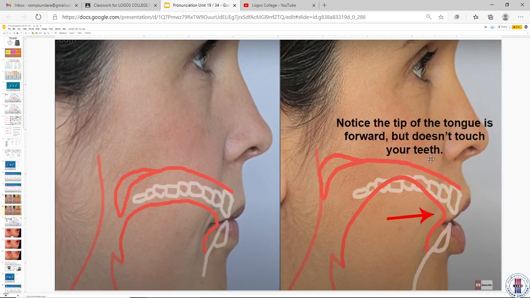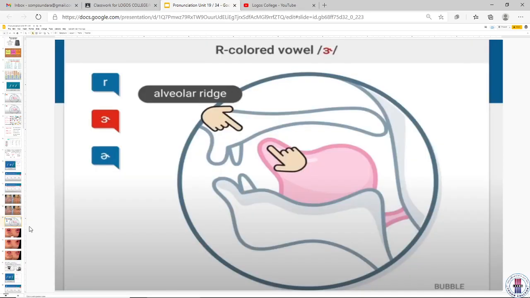If you also notice, the tip of the tongue goes forward, but it doesn't touch your teeth. Right? It goes up, and then it goes forward, but it doesn't touch your teeth. But in American English, we're going to add the R to it.